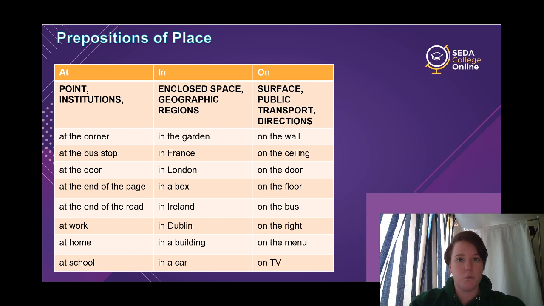At the end of the road. At work. At home. And at school. Okay, in: enclosed space. So enclosed space. Geographic regions. Okay, so geographic regions. In the garden. In the garden. Okay, so in the garden.